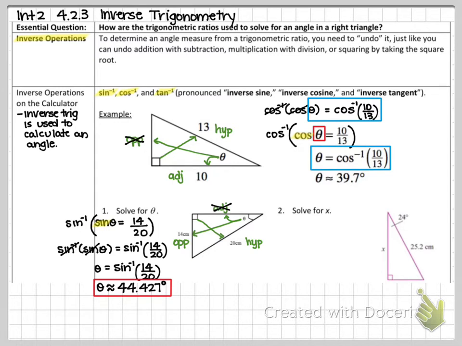And then if I compare the 14 and the 20, they are somewhat close in size, not exactly, but comparing the opposite and the hypotenuse is going to be pretty difficult to figure out if our angle is reasonable. So if this is 44, I am confident that this is correct because it is definitely smaller than the 90-degree angle that's in the picture.